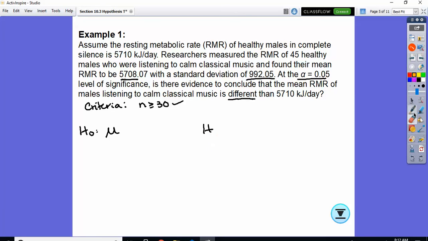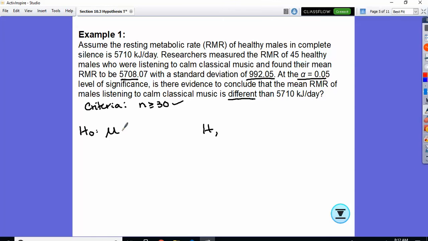So our mean for the null is always equal to what? The alternative. I want to know if it is different. So that would be not equal. So this is a two-tailed test. All right, I know my alpha is 0.05.